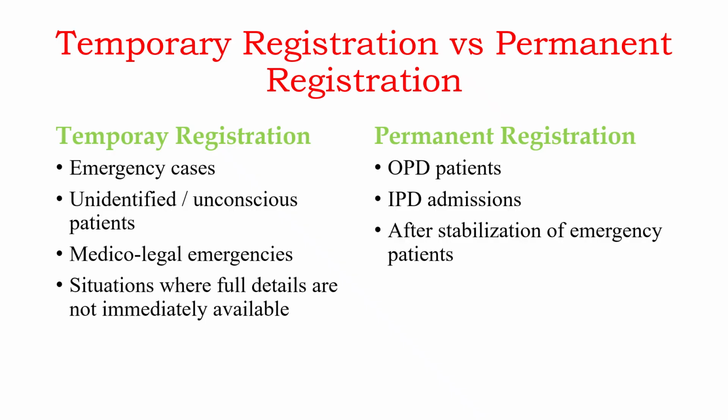But what is the permanent registration? Permanent registration is done whenever a patient visits the OPD, or for IP admissions, or any daycare requirement, or any emergency stabilized patient who visited the emergency. In that case permanent registration will be done. They will be registered and one unique hospital identity number will be provided to them. Whenever in their lifetime they visit the hospital, only that hospital identity number will be valid for them.